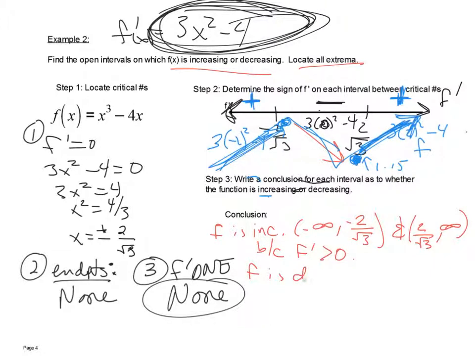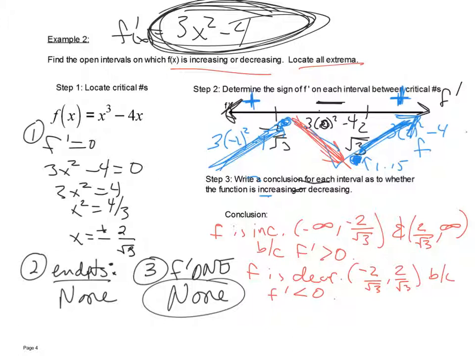F is decreasing, okay, I'm going to abbreviate again. F is decreasing from negative, I'm sorry, I've already written that wrong. It's negative 2 over root 3 to 2 over root 3. This interval right here, it's decreasing because we knew that the slope, f prime, was less than 0. You could write because the derivative is less than 0, or because the derivative is negative. It means the same thing.